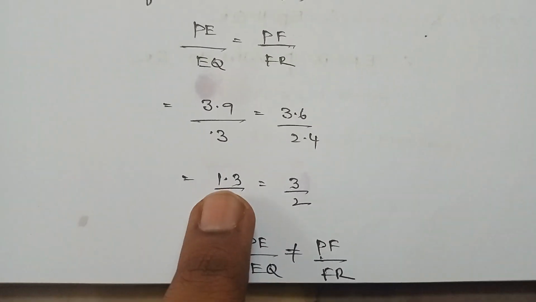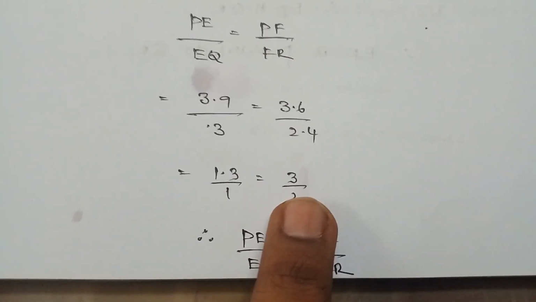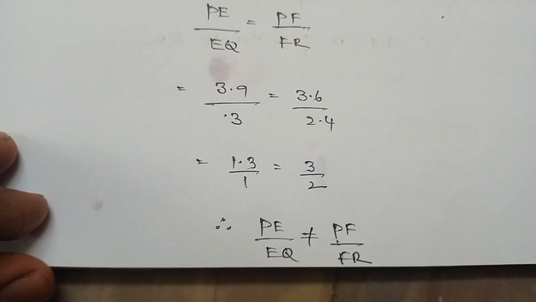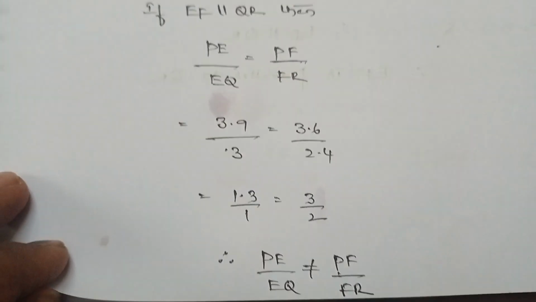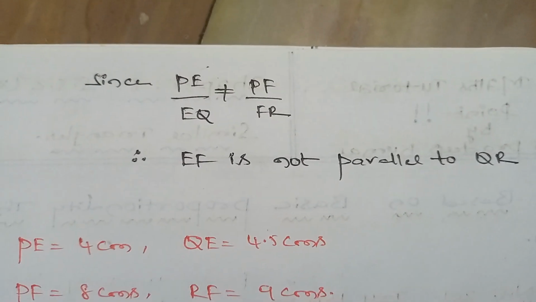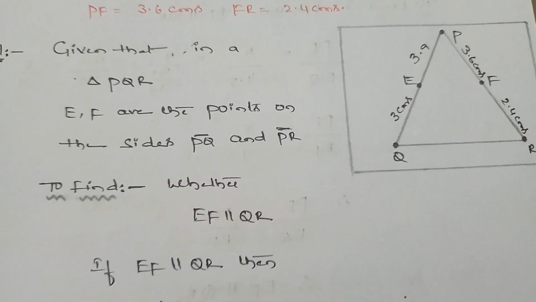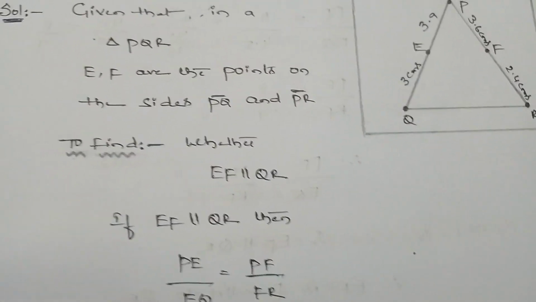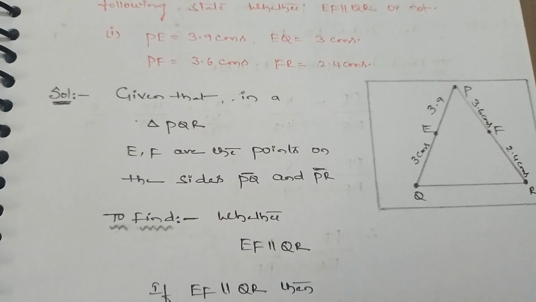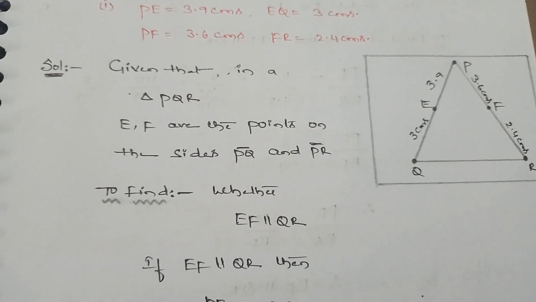Where this is equal to 1.3, if you divide you will get 1.5. 1.3 is not equal to 1.5, right? Therefore PE by EQ is not equal to PF by FR. Therefore EF is not parallel to QR. Therefore the given dimensions, or the given triangle, does not come under the BPT.